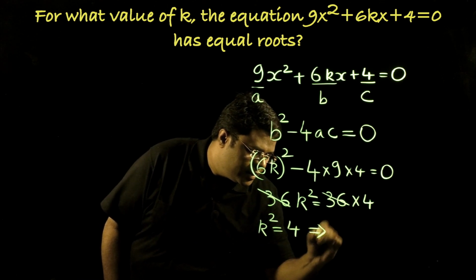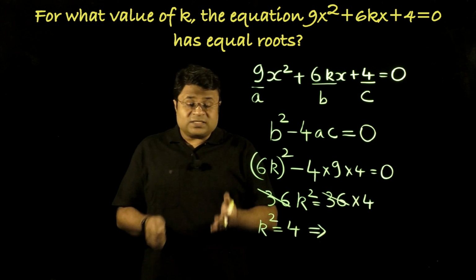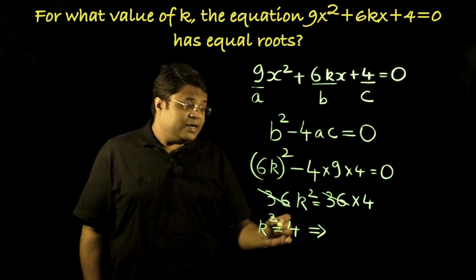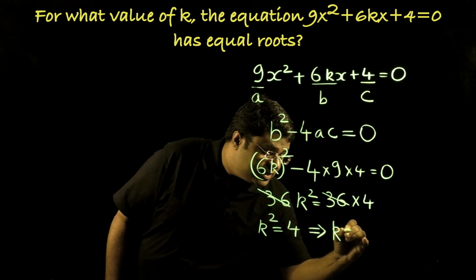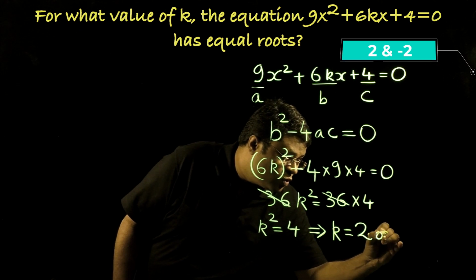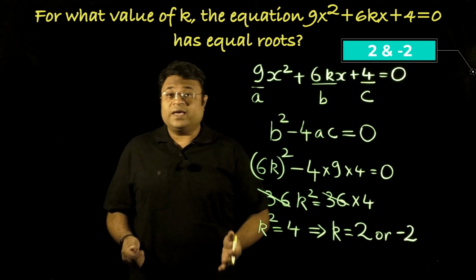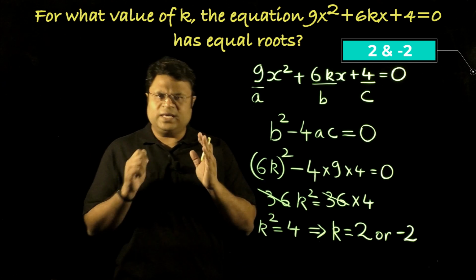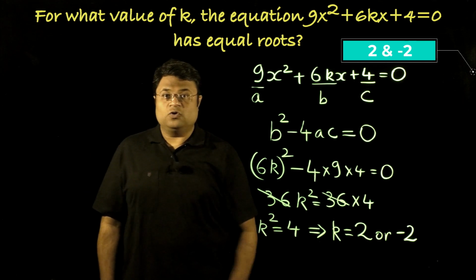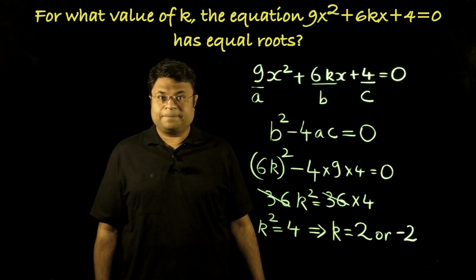Okay, what does this mean? This means k is under root of 4. That means k is either equal to 2 or negative 2. The value of k is 2 or negative 2. Easy question. I believe you must have understood, right?